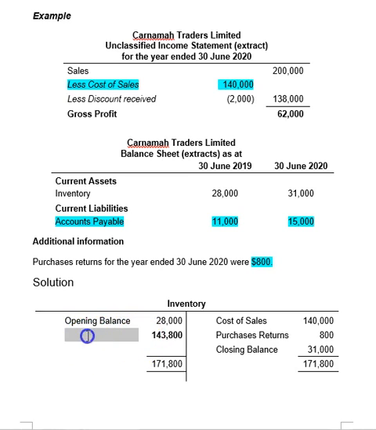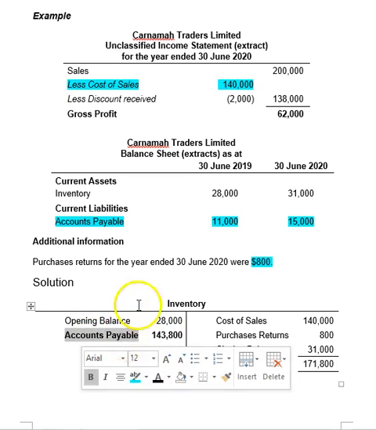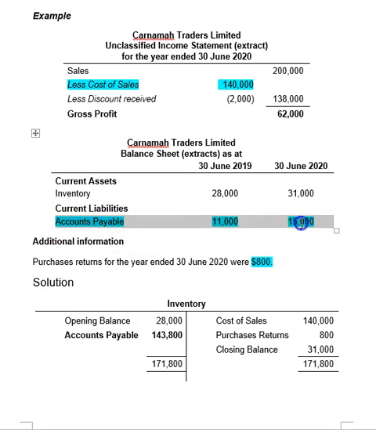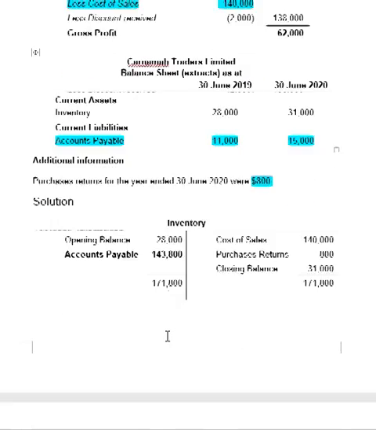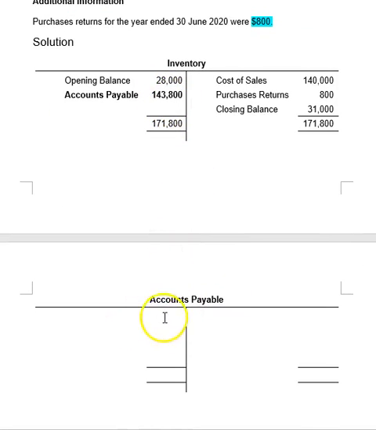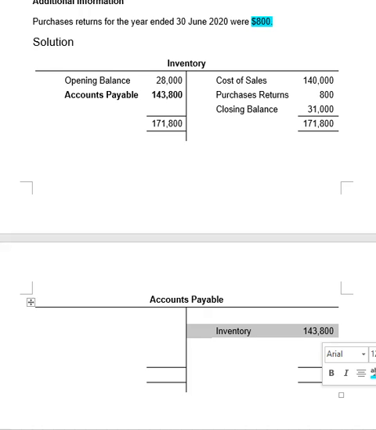How do I know that I bought all these inventories on credit? Because I have this account, accounts payable. I have this accounts payable in my hand, which means that I still owe people money for the inventories that I bought. So since my inventory increased by 143,800, my accounts payable also increased by 143,800, because I have bought inventory on credit. So under my accounts payable, I should put it on the credit side. Why credit side? Because if a liability increases, I should put it at the credit side.